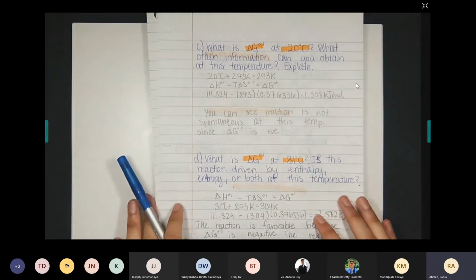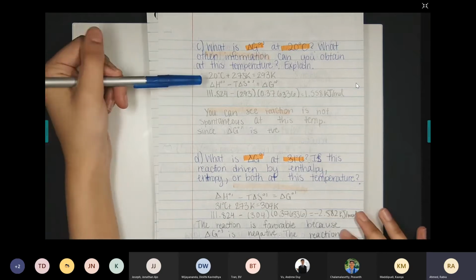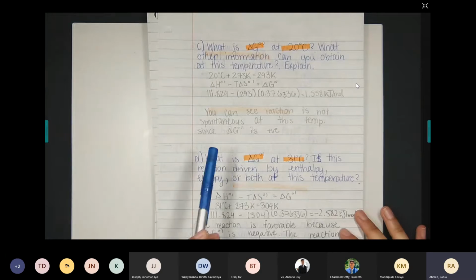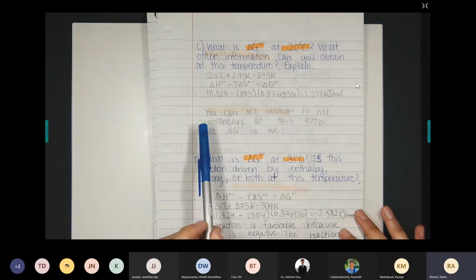So for 6C, what is change of G at 20 degrees Celsius? What other information can you obtain at this temperature? Explain. 20 degrees Celsius plus 273 K equals 293 K. So change of H minus T times change of S equals change of G.